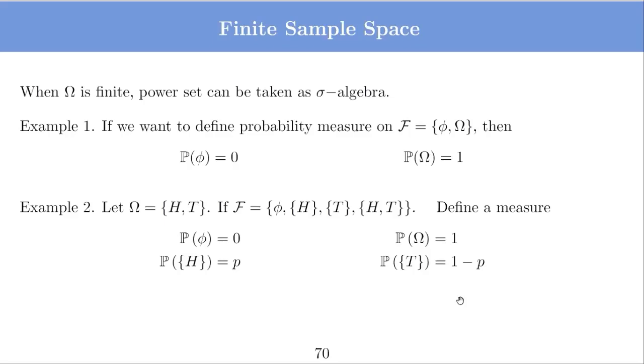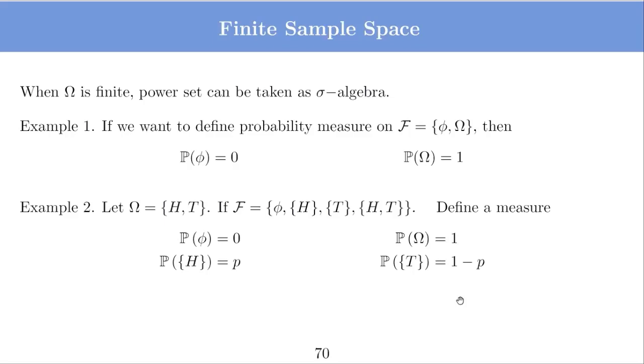So if one is p, the other needs to be 1 minus p, so that the summation is 1. Another way you can look at it is that the set T is the complement of set H. So the probability of T should be equal to 1 minus the probability of H. Okay, and again remember, I am not defining the probability to H or T. I am defining probability to events.